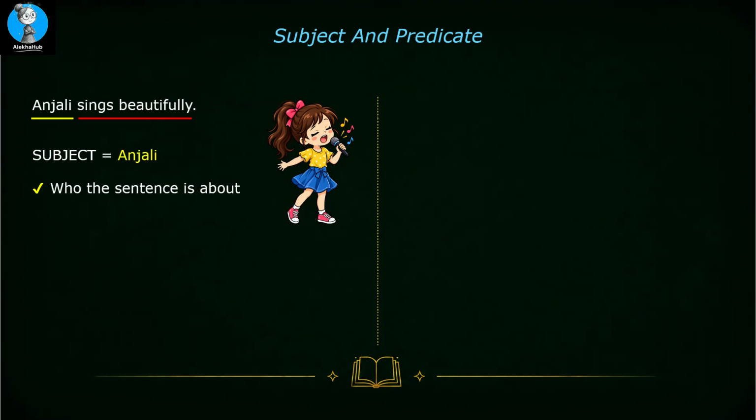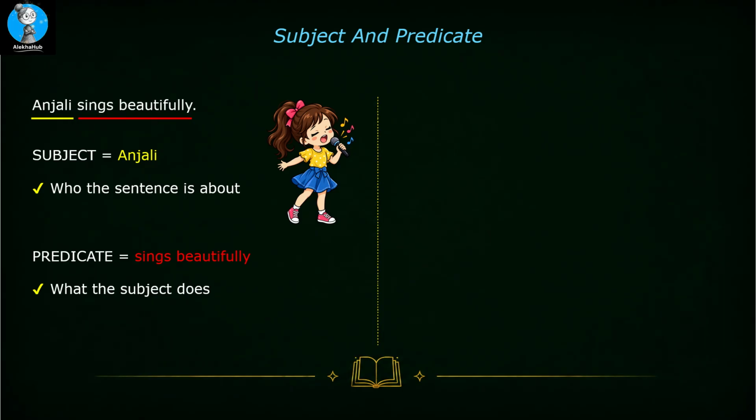First, ask yourself, who or what is the sentence mainly about? It is about Anjali. So, Anjali is the subject because it tells us who or what the sentence is mainly about. Now, what about the rest of the sentence? Sings beautifully. This is the predicate because it tells us what Anjali does.